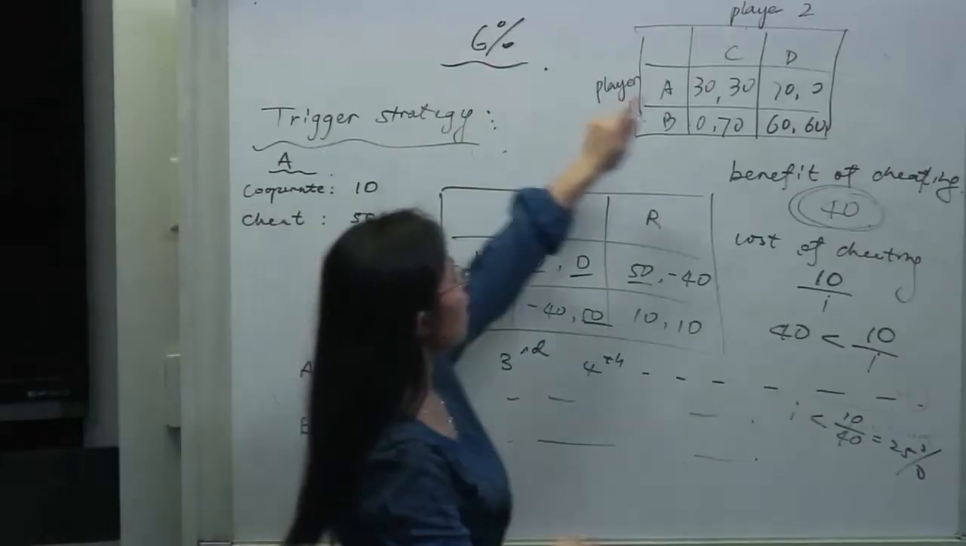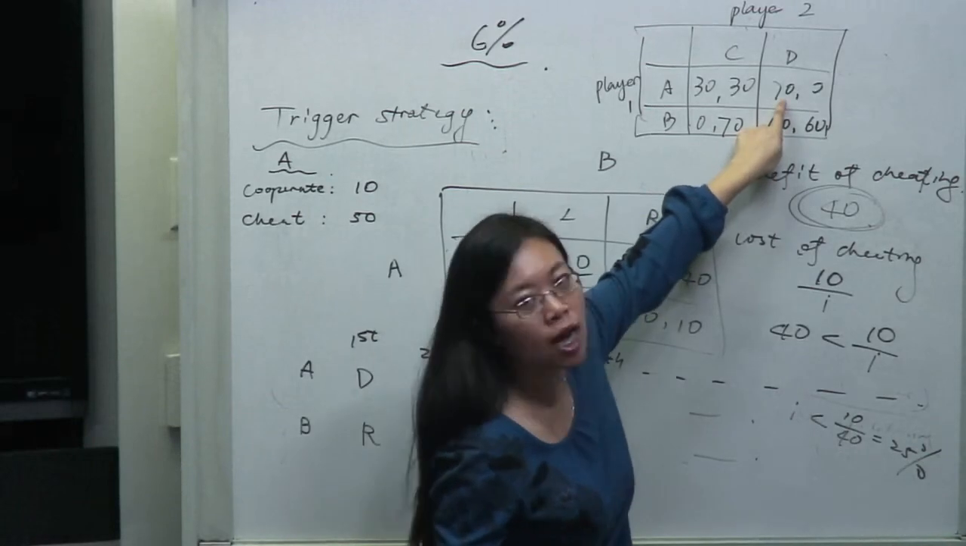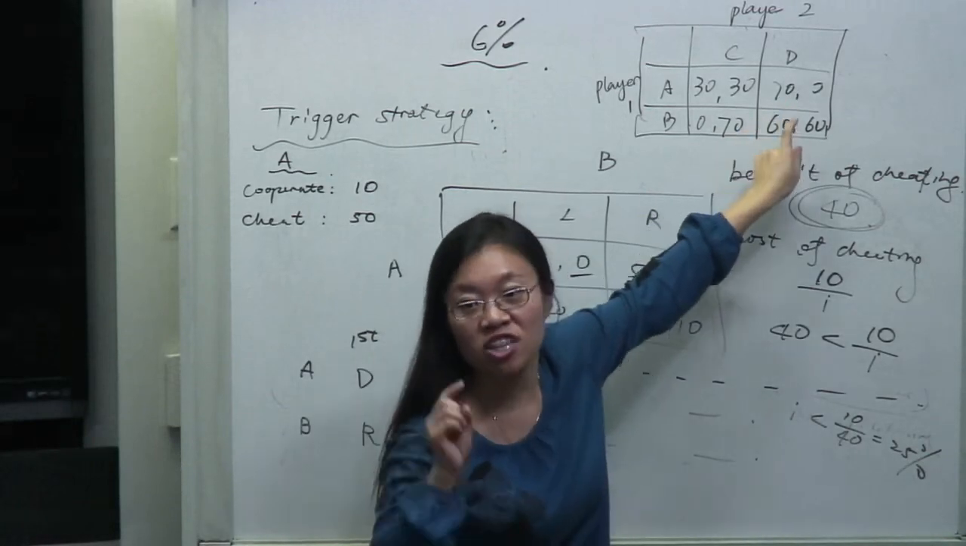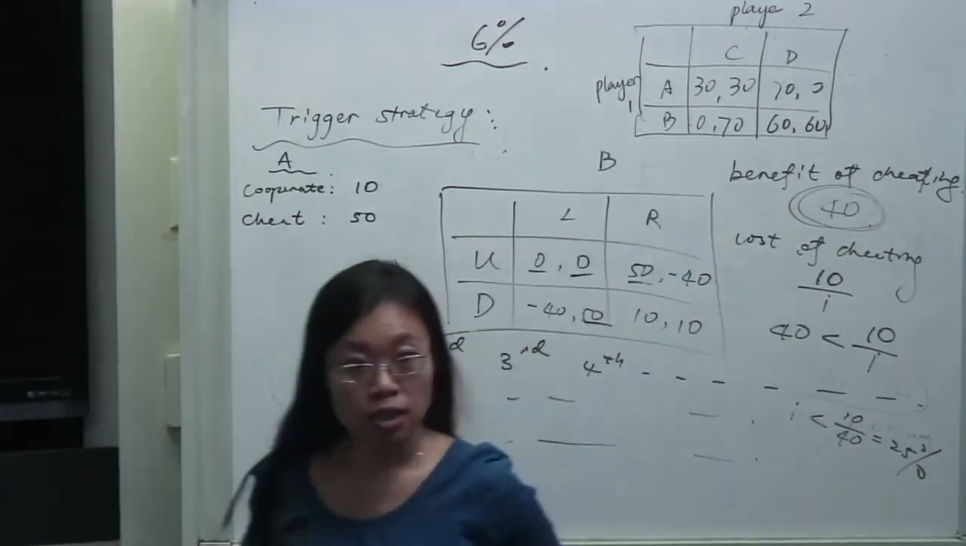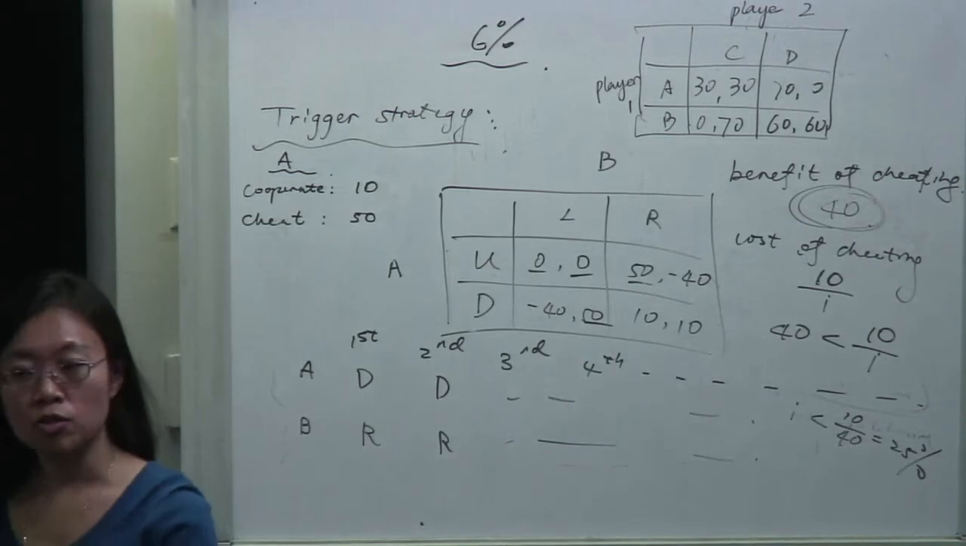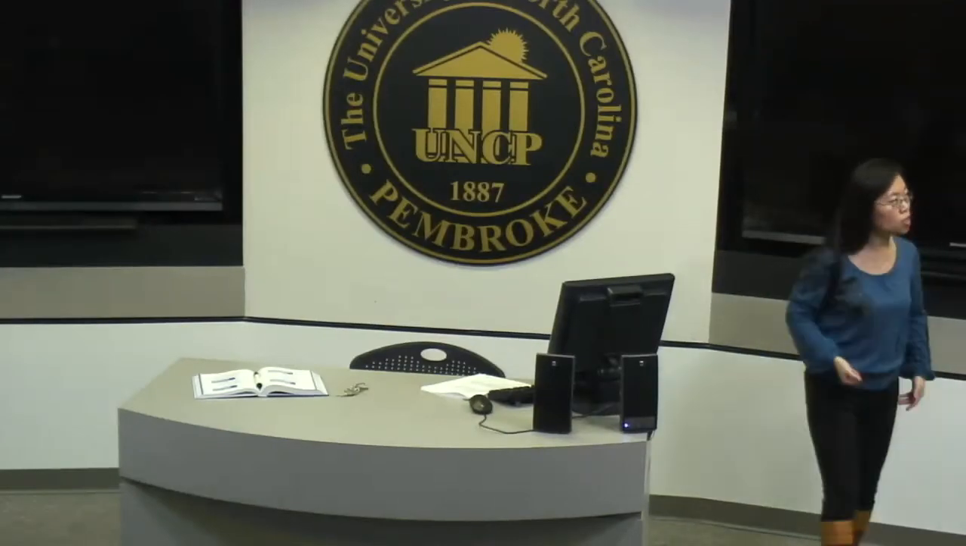If they cooperate, they're going to get 60, right? If they don't cooperate, then they end up with 70. So the difference is 10. So the benefit of cheating is 10, right? You're going to compare the difference of the payoff from two strategies, okay?